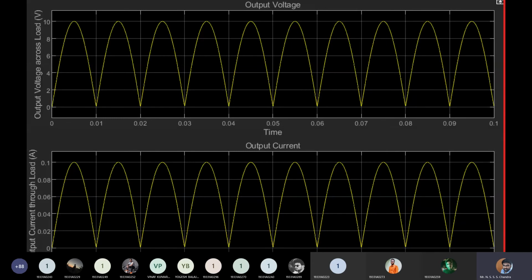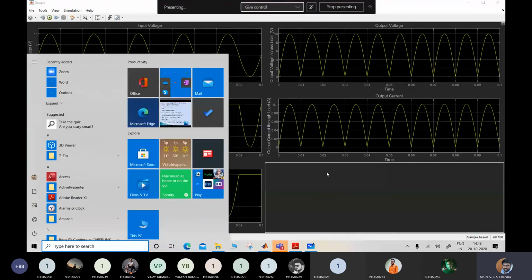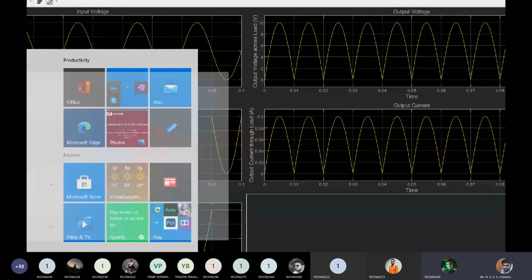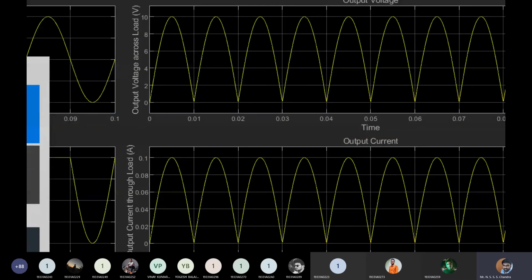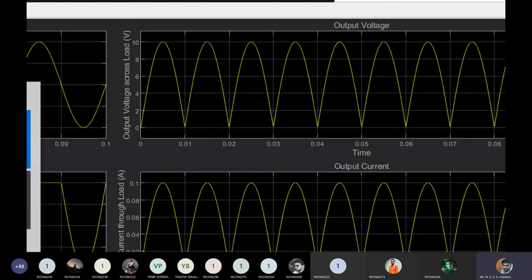Okay. So again, peak factor will be peak voltage by RMS value. Again, it will remain the same. What's the peak factor? Vm by √2, that is equal to √2. So here also it will remain the same.